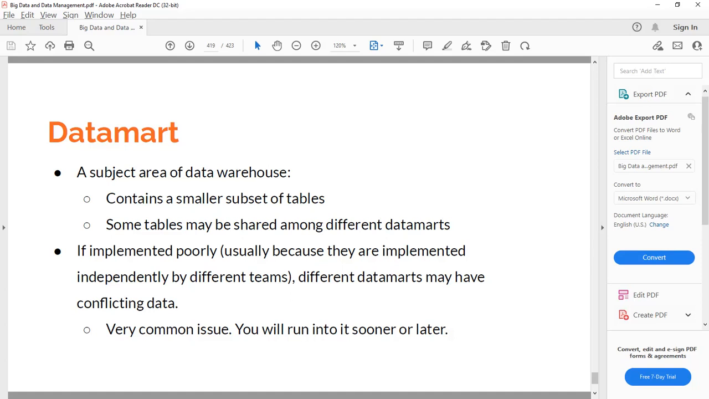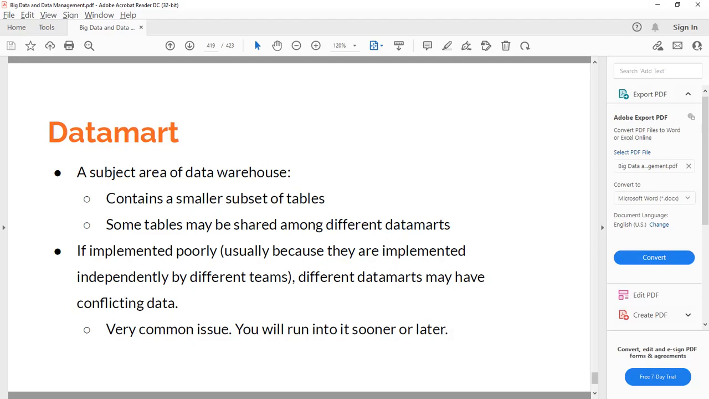But if implemented poorly, different data marts can have conflicting data. And this is much more common than you may think. I'm pretty sure you will run into it sooner or later in your professional career. Some data marts have different data than others, and different teams fight over which data mart is more correct. But usually this is because different teams implement different data marts, and they have different sources and different logic. There's no quick and easy way of fixing this issue.